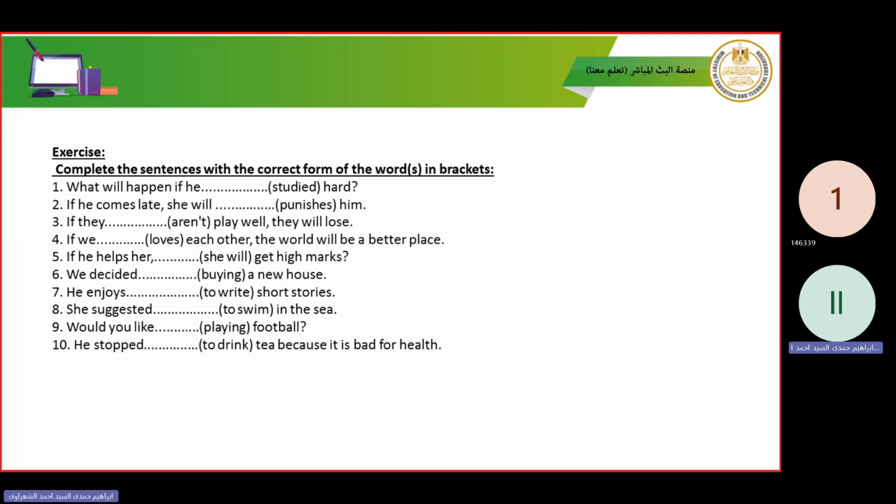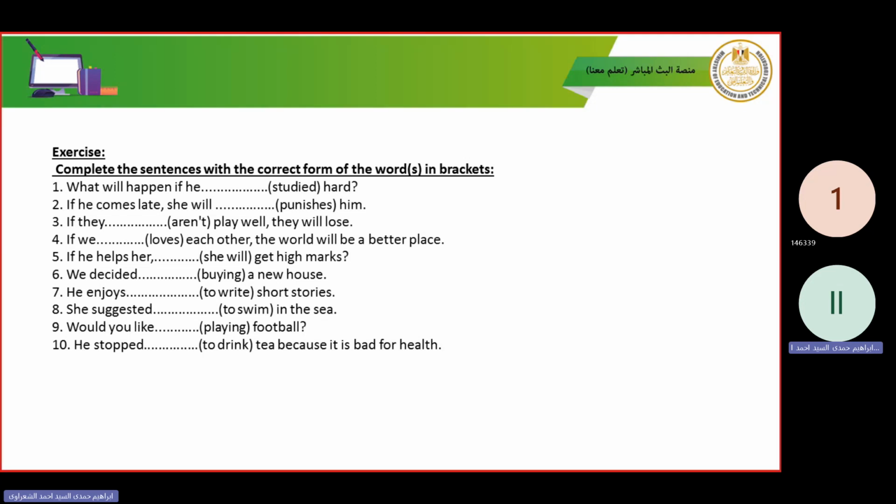Number seven, he enjoys to write short stories. We know this from the middle one. Number eight, she suggested to swim in the sea. I don't think so. Number nine, would you like? We said the first term, would with like or prefer, must be followed by what? Can I say would you like playing football? Think again. Number ten, he stopped to drink tea because it is bad for health. No.